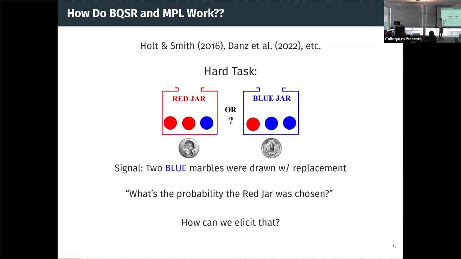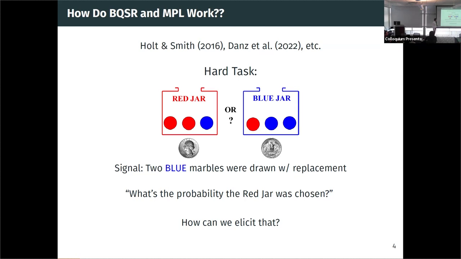Now, suppose that I say I pulled out two marbles and both of them were blue. Then you should update your belief. What's the probability that it was the red jar versus the blue jar? If I ask you what's the probability that it's the red jar given that I drew two blue marbles, well, if you're Bayesian, I think the correct answer is 20%.